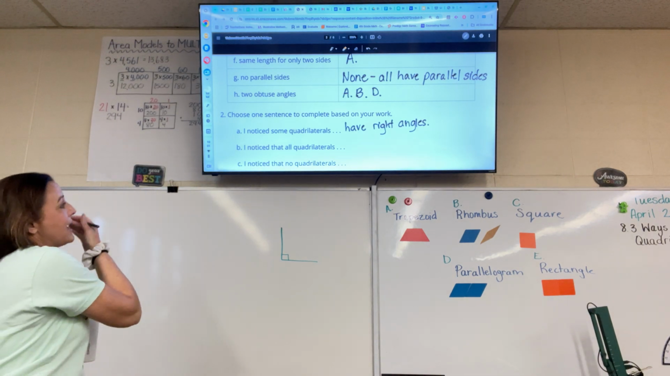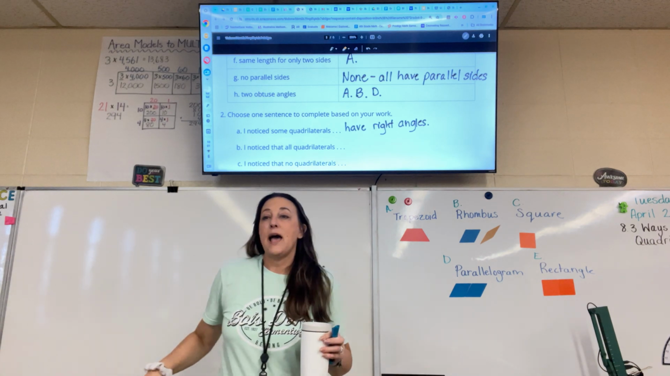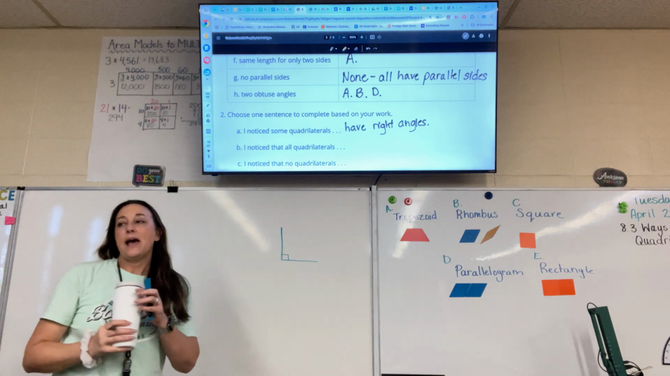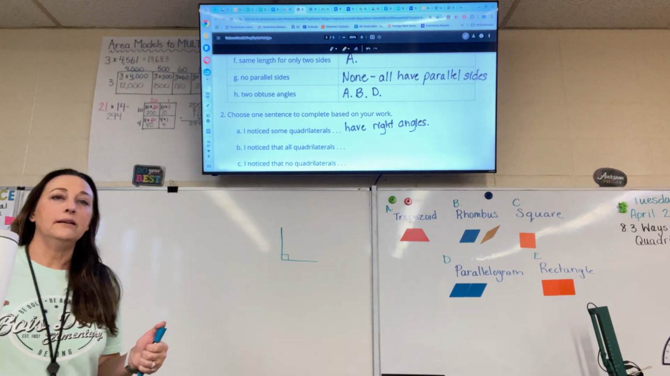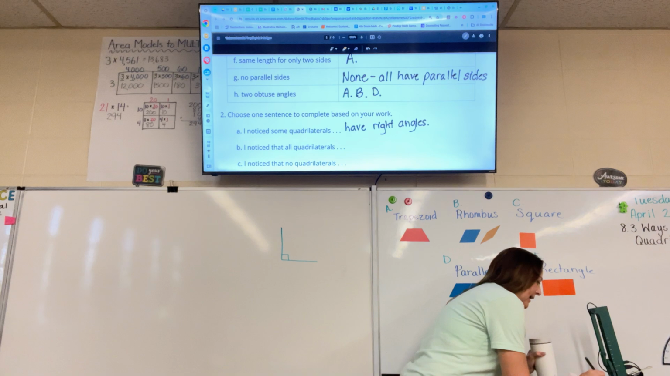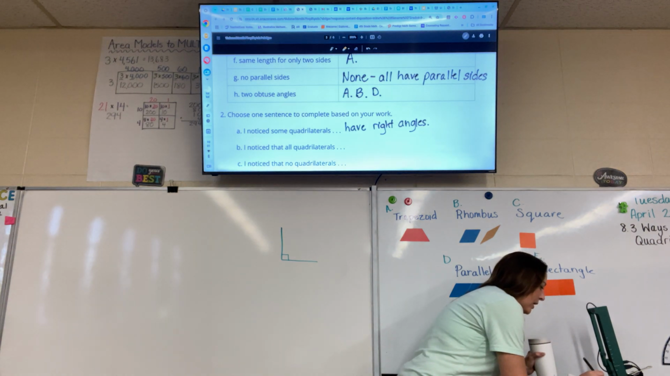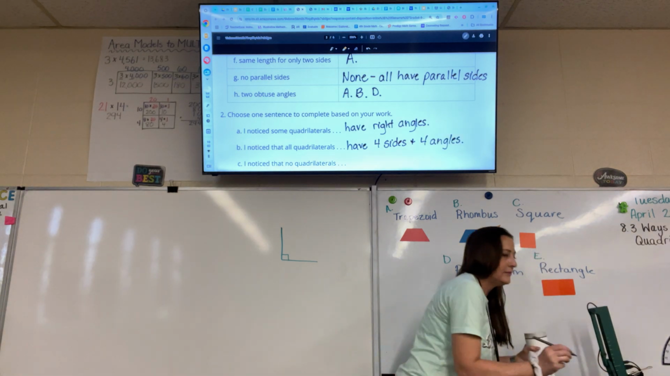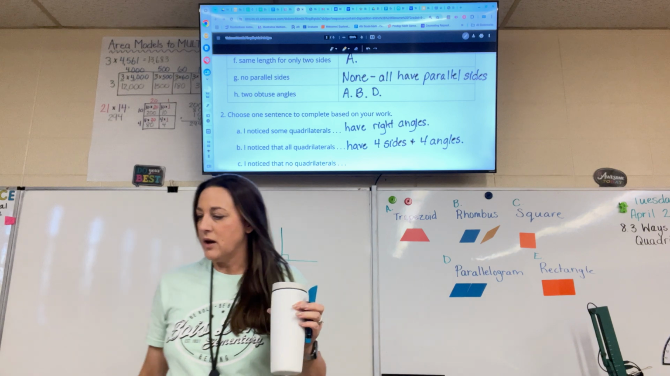I noticed that all quadrilaterals, every single one of these figures, what do they have in common? Kerrigan? Four sides. And I noticed that all quadrilaterals have four sides and four angles. That's what all of them have in common. Write that down.